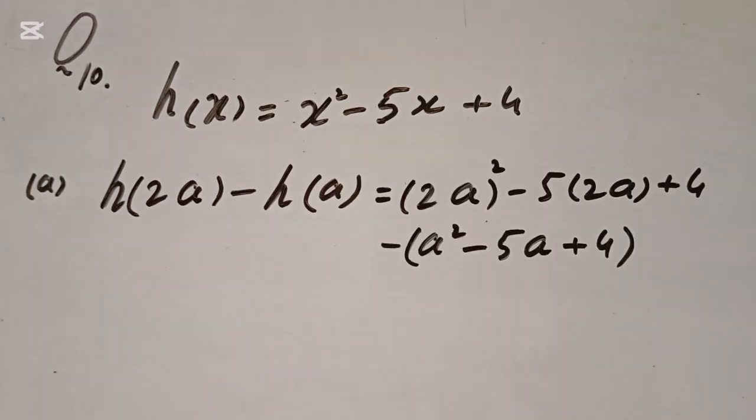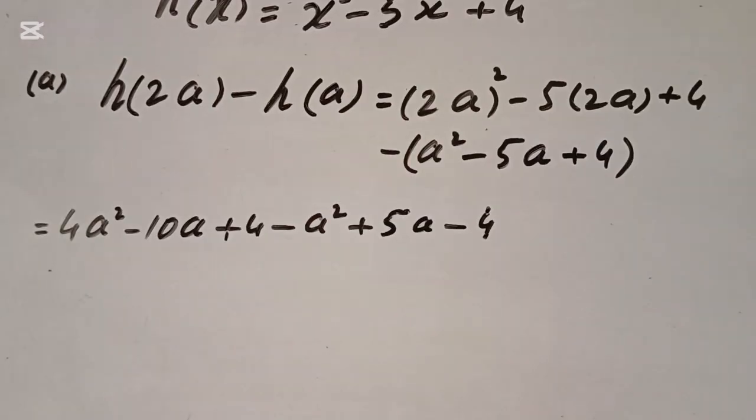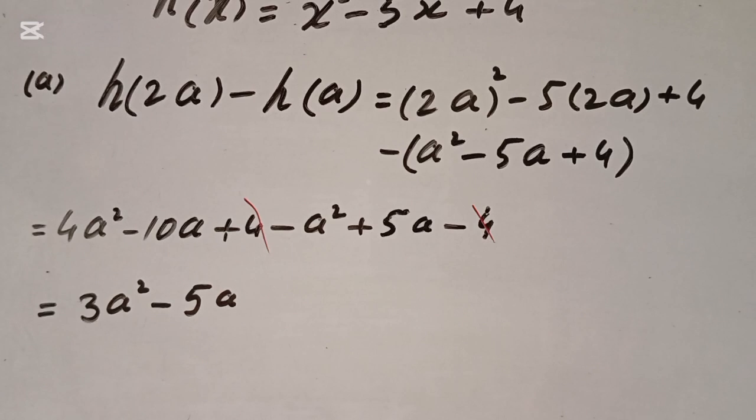Now we solve it. Opening the bracket, we have got that plus 4 is cancelable with this minus 4. Now it results in 3a square minus 5a.